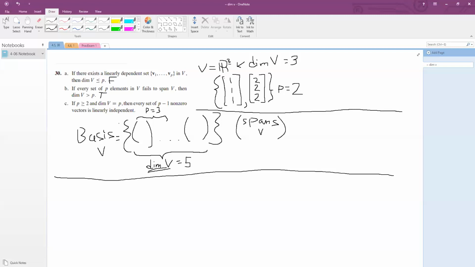Remember, we're talking about any P that's bigger than or equal to 2, and the dimension of V is equal to P. So think about that. Think about using that thing from part A.